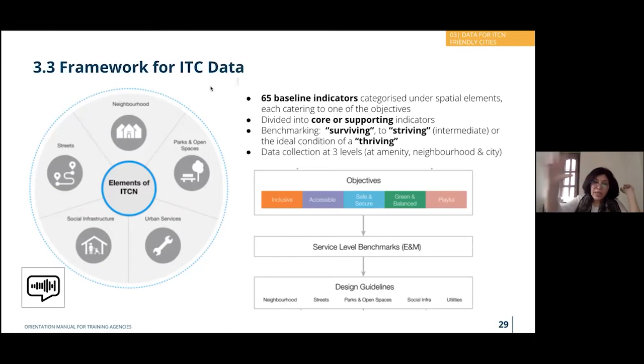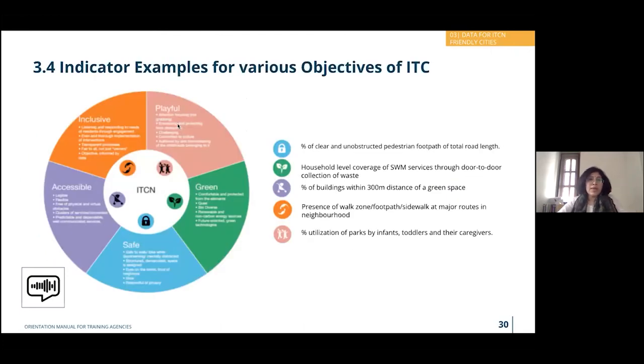So we have the objectives, we have the benchmarks, and we'll come to what the benchmarks are, essentially categorized as surviving, striving, thriving, and all these indicators are along these 5 elements of neighborhood, streets, parks, social infrastructure, and urban services. So just to give a few examples, now all these indicators, and we will take some time to go over all the indicators that are mentioned in the ITCN framework and policy book.